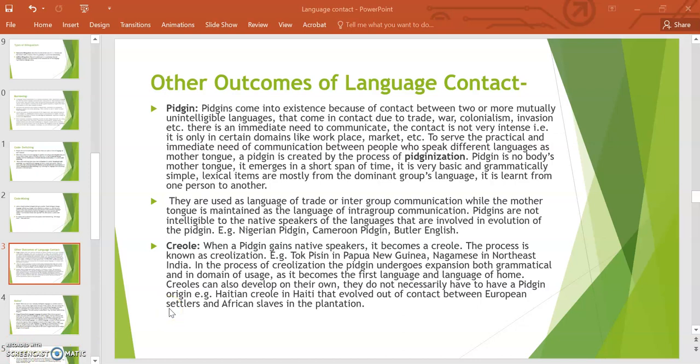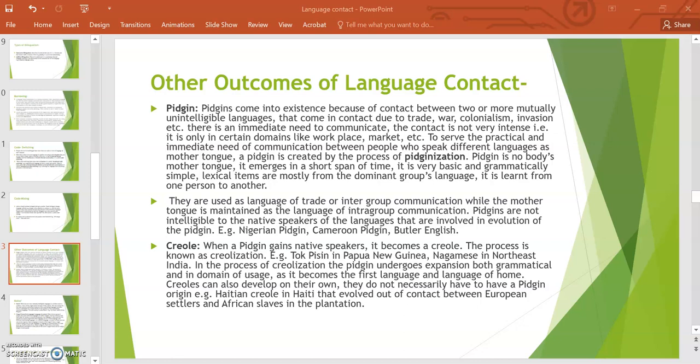So some examples of Butler English can be: I telling master instead of saying I will tell master, or I say not coming instead of I said I am not coming. Another outcome of language contact is formation of creole. When a pidgin gains native speakers, it becomes a creole. The process is known as creolization. For example, Tok Pisin in Papua New Guinea, Nagamese in northeast India.